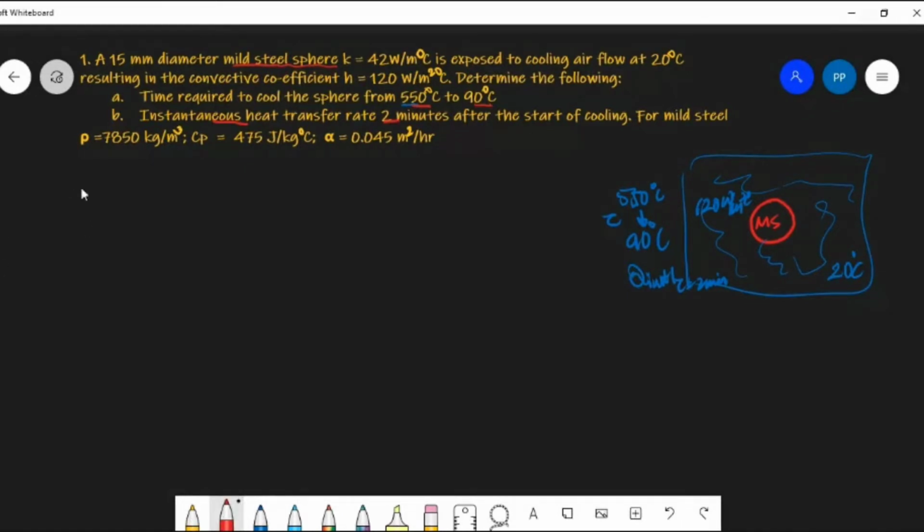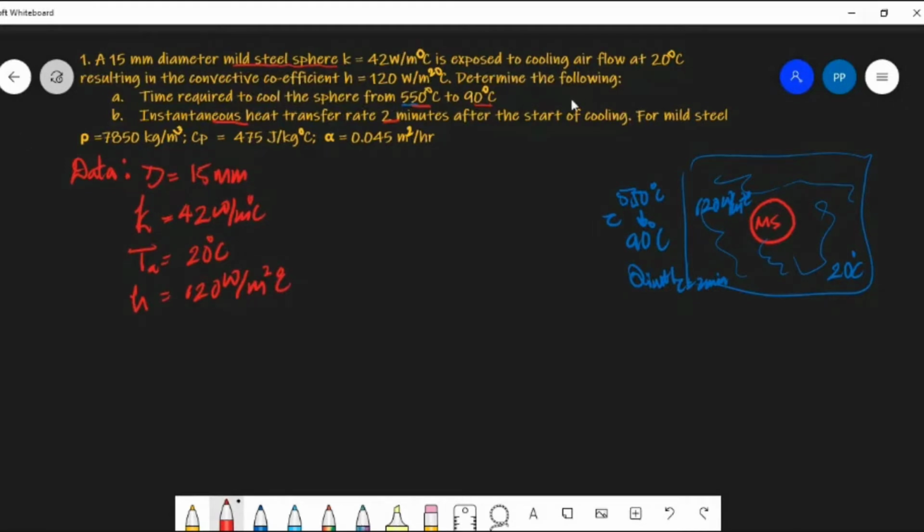First, let us list out the data. We have the diameter of the mild steel sphere, so diameter is 15 millimeter. Then we have thermal conductivity, so K equals 42 watt per meter degree Celsius. Then we have cooling air temperature, so that will be our T_A. T_A is 20 degrees Celsius. And we have the heat transfer coefficient H. So H is 120 watt per meter square degree Celsius.